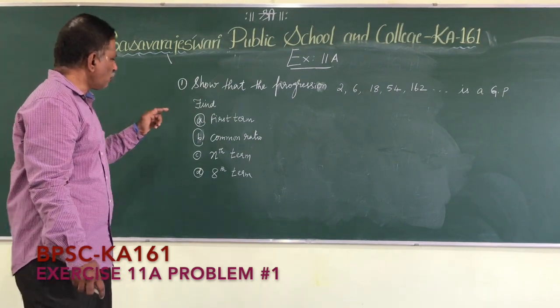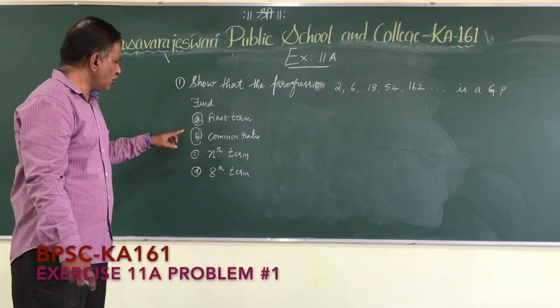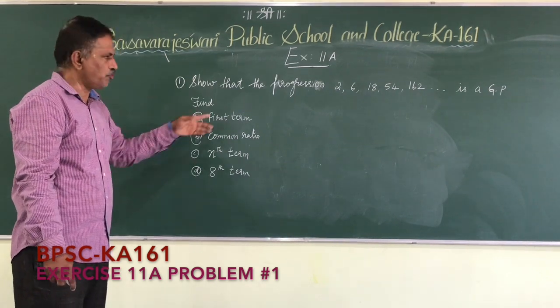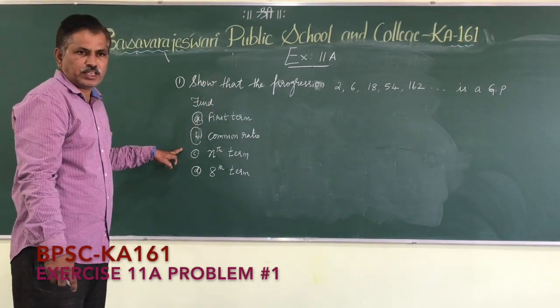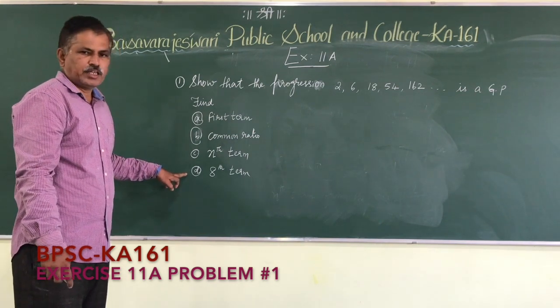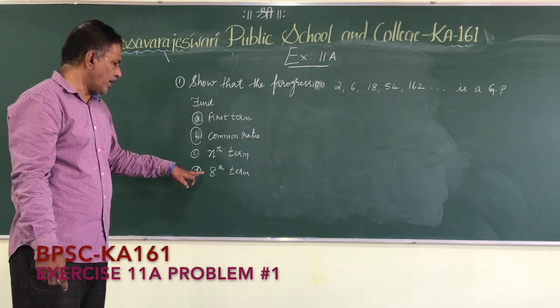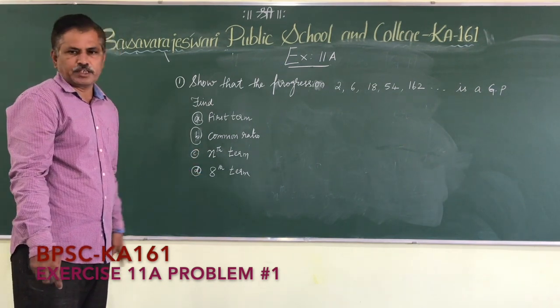After that, you have to write what the first term is. We know the first term is 2. Then you have to find out the common ratio. We will find it now. We have to find the nth term, which means you have to use the Tn formula. You have to find the 8th term. Once you get the nth term, substitute the n value as 8. You will get the 8th term value.